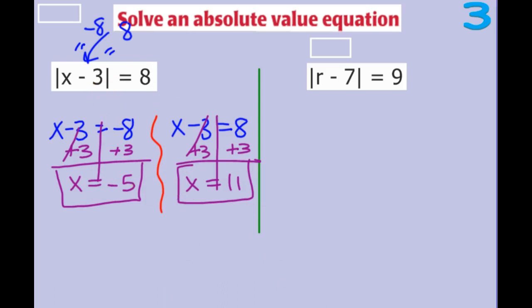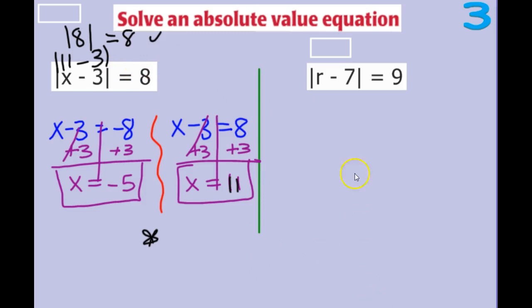If you want to double check by plugging it back in, that would be a good idea. So if we plug in a negative 5 for x, negative 5 minus 3 will give us a negative 8. And yes, the absolute value of negative 8 would give us 8. Same thing if we plugged in our other number for x. If x is 11, we have 11 minus 3. Well, 11 minus 3 is 8, and the absolute value of 8 does equal 8. So we know that both of these work. We can check our answer.